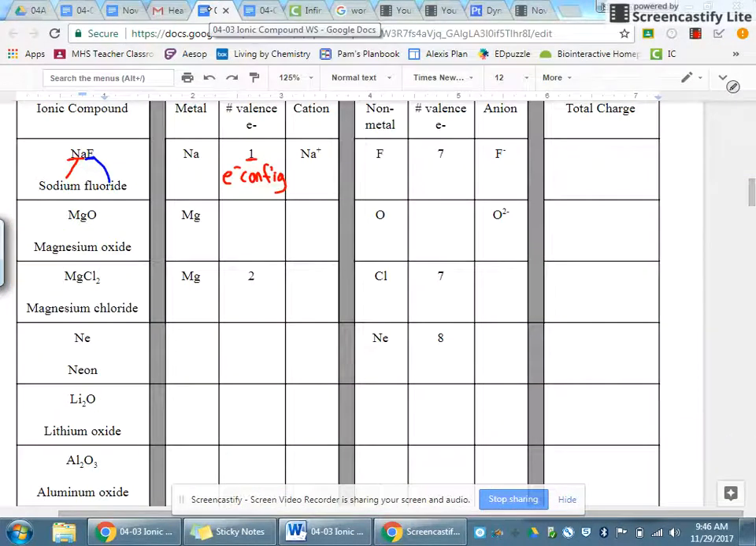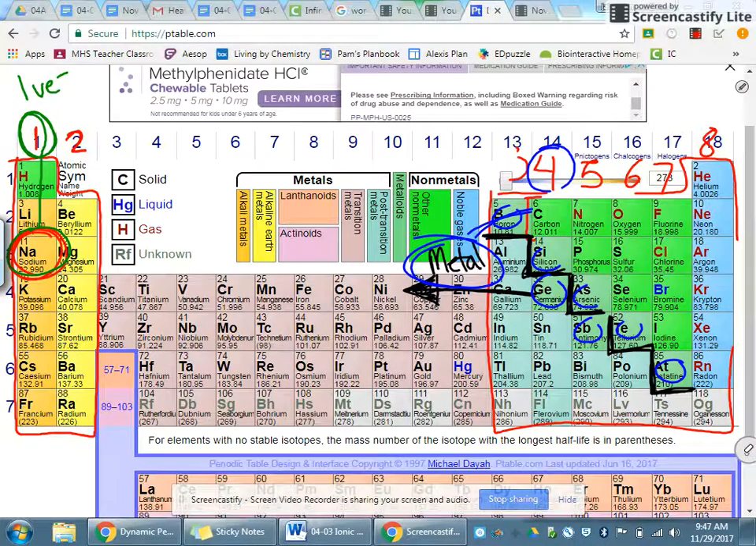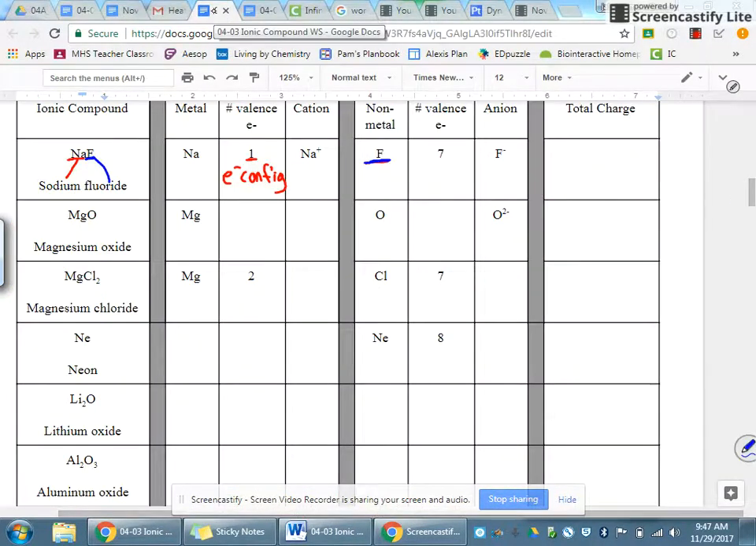Okay, so fluorine I know is my nonmetal. I know it's my nonmetal because if I look at the periodic table, it is to the right of the stair-step line. I also know the number of valence electrons because it's in group 7, so 7 valence electrons. So again, you could either do the electron configuration, which we should be pretty familiar with, or you could check the group number on the periodic table.